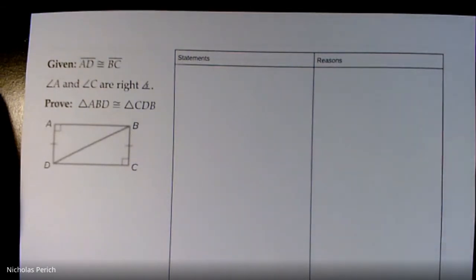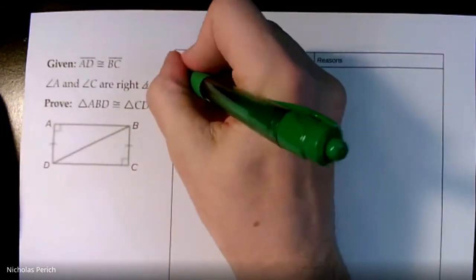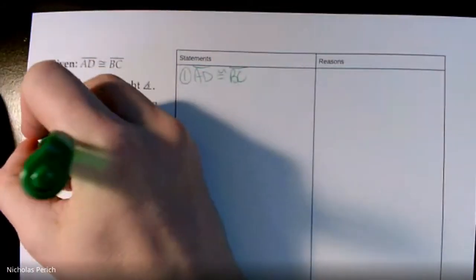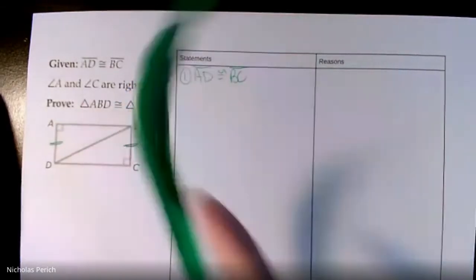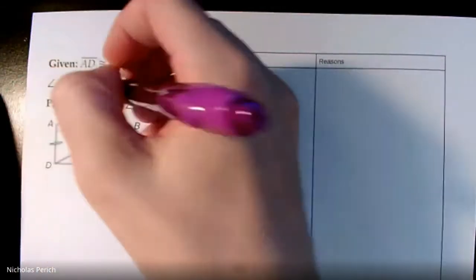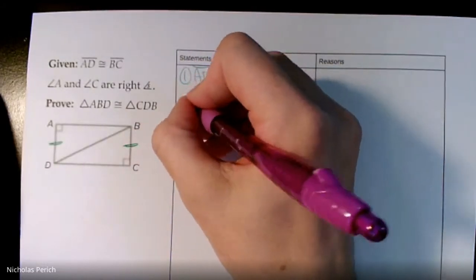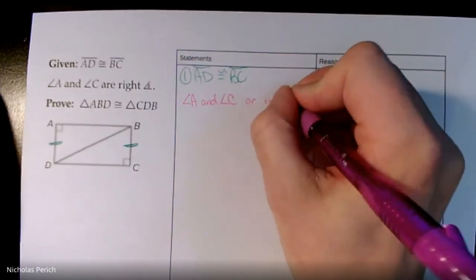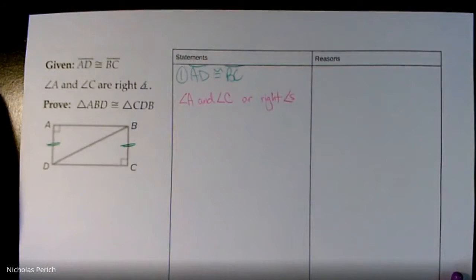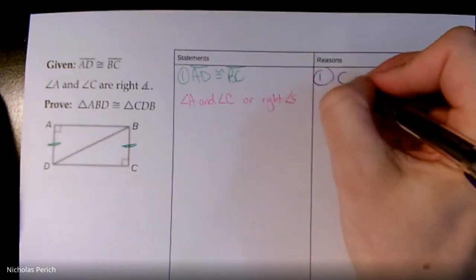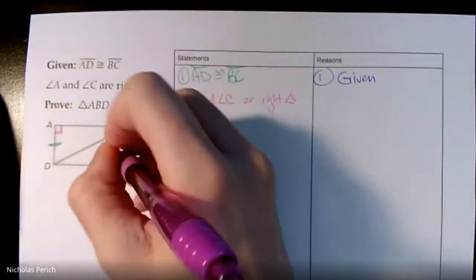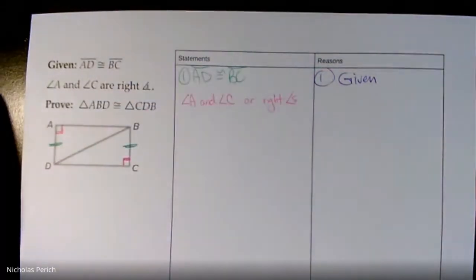Given AD is congruent to BC. So this one and this one. Also, angle A and angle C are right angles. That's my given. We now have information about right triangles.